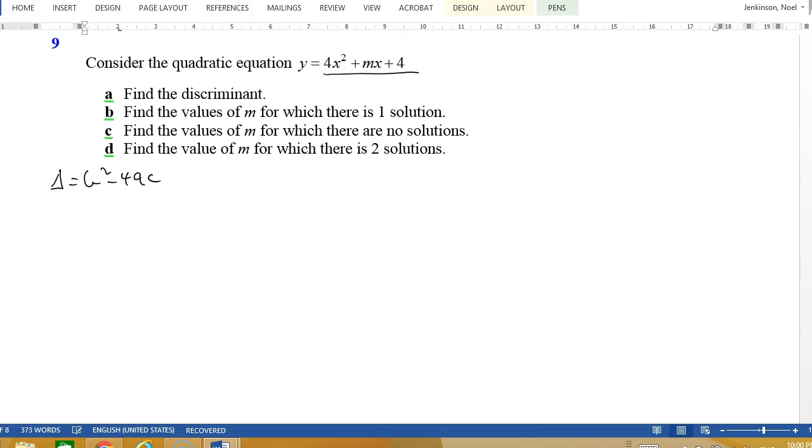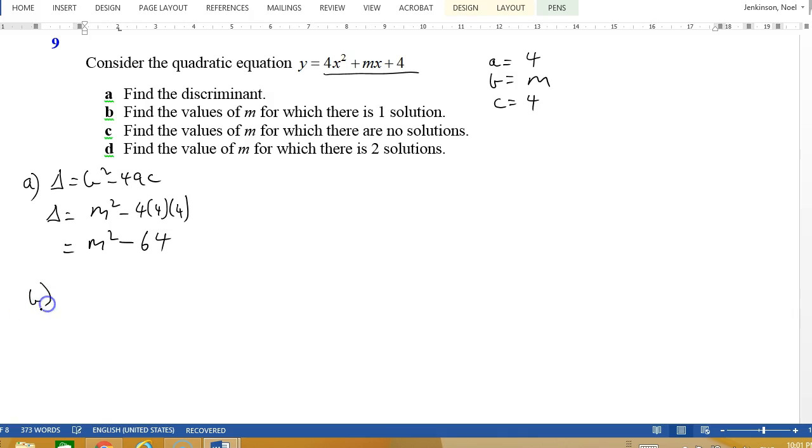So first of all, we'll find the discriminant. a is the coefficient of x squared, b is the coefficient of x, and c is the constant at the end, for m and 4. The discriminant equals m squared take 4 times 4 times 4, which equals m squared take 4 4s are 16, 4 16s are 64. That's part A.